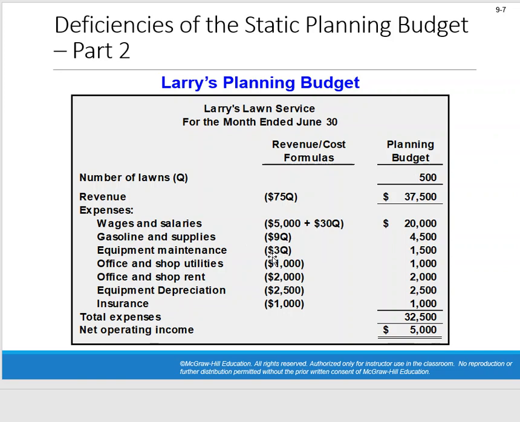Equipment and maintenance, 3Q, and so on. And then we have these items down here that are fixed. Office and shop utilities, office and shop rent, equipment depreciation, and insurance. So these are just flat fixed amounts. And so we come up with total expenses of 32,500 and therefore net operating income of 5,000. Now remember, this is just a planning budget and it's based on one single level of activity.